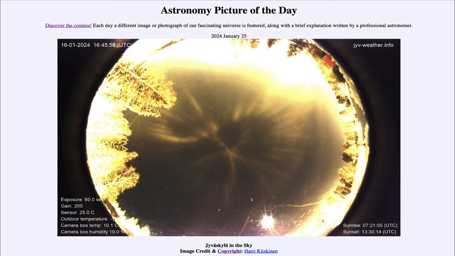So that was our picture of the day for January 25th of 2024. It was titled Jyväskylä in the Sky.